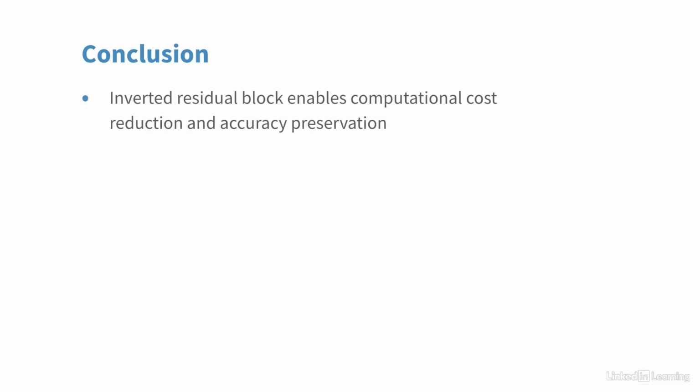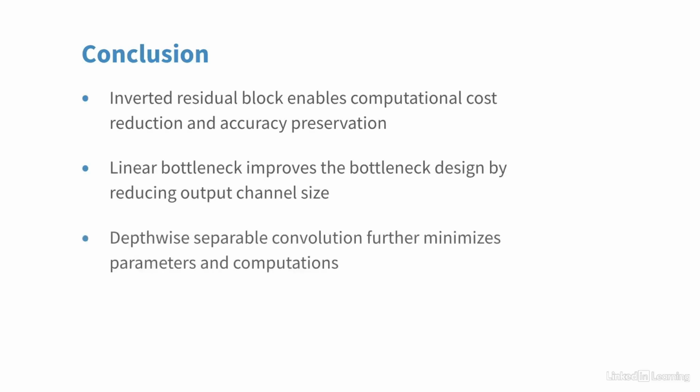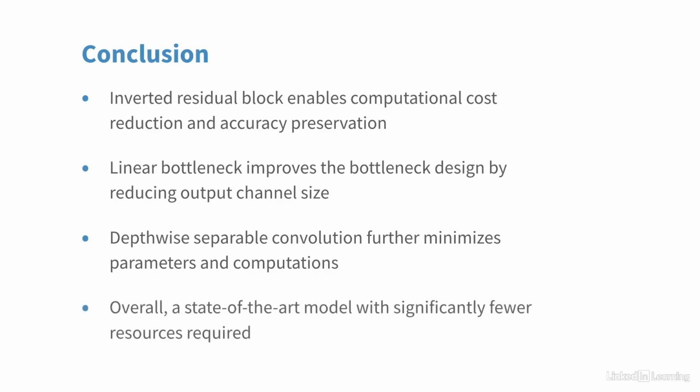So MobileNet v2 is an effective and popular neural network architecture for mobile and embedded devices. By using techniques like the inverted residual block, the linear bottleneck, and depthwise separable convolutions, this architecture is able to achieve a high accuracy while maintaining a small model footprint. And this is a good choice for those mobile and embedded devices.